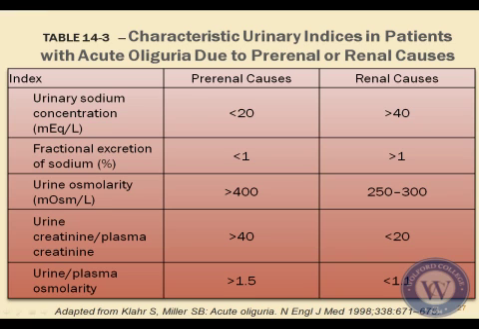If you actually have a renal cause, then the kidney begins to lose the ability to hold sodium, so it begins to spill. The urine sodium concentration usually exceeds 40 milliequivalents per liter. You also get an increased fractional excretion of sodium, greater than 1, and the urine osmolarity begins to drop as water follows where the salt is. The urine creatinine to plasma creatinine ratio is usually less than 20, and your urine to plasma osmolarity ratio is less than 1.1.